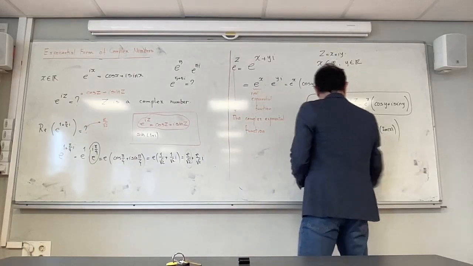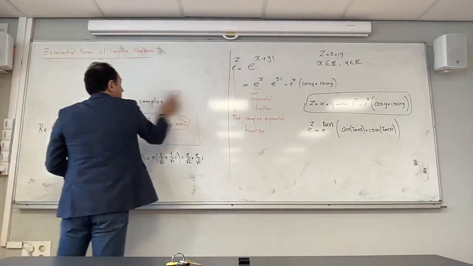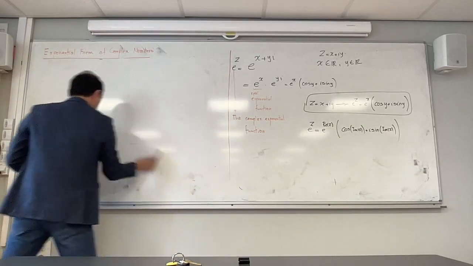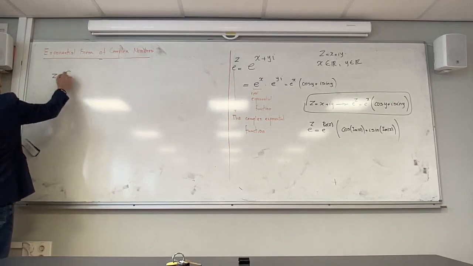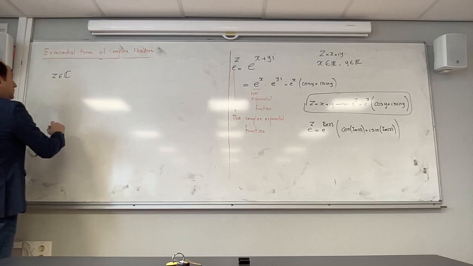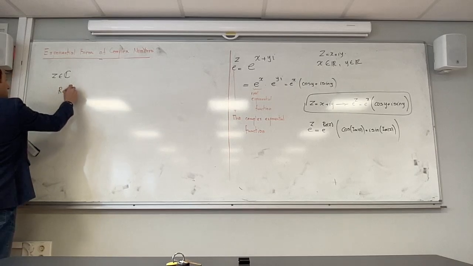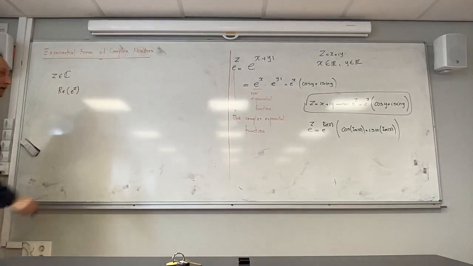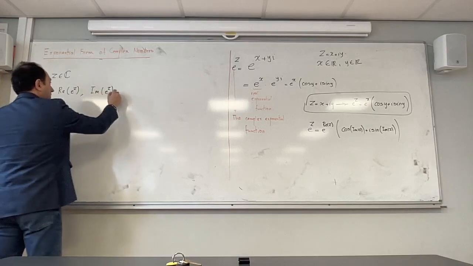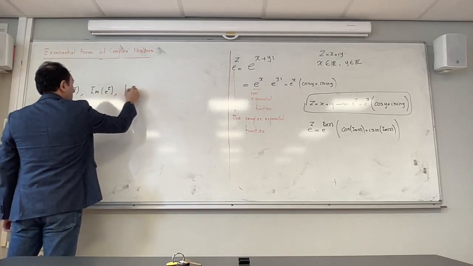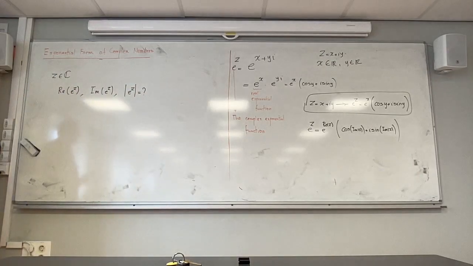Okay. Let me ask you about these questions. Can you answer these questions? Let z be a complex number. I ask you 3 questions. What is the real part of e to the power z? What is the imaginary part of e to the power z? And finally, what is the absolute value of e to the power z? So how can I answer them?